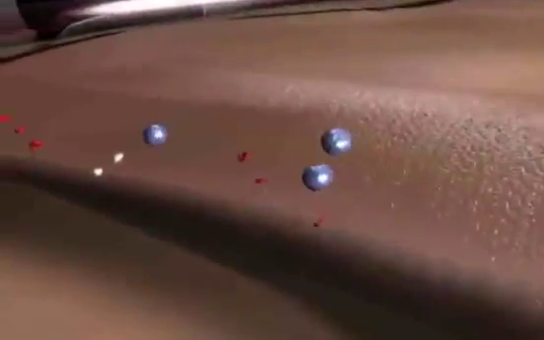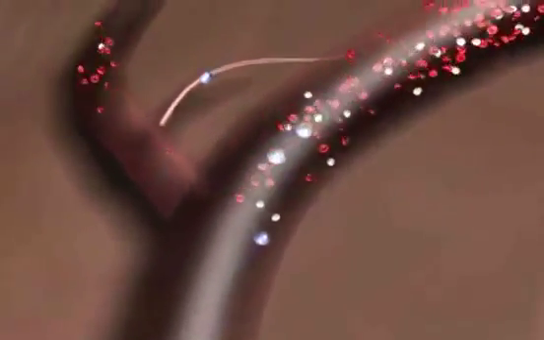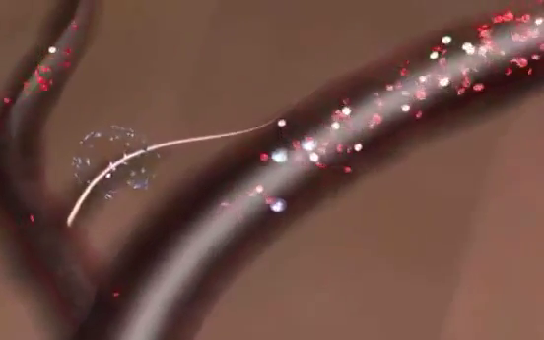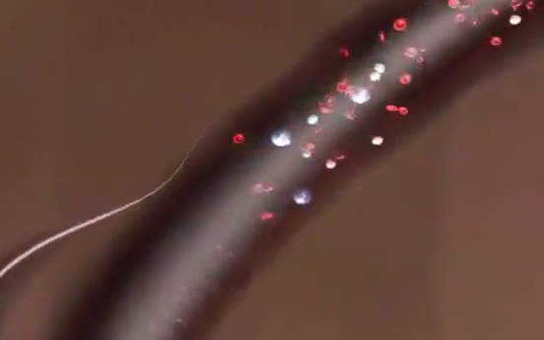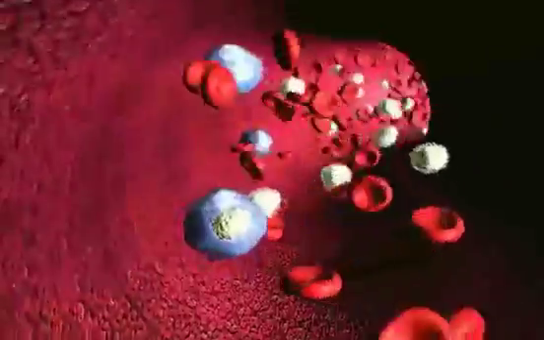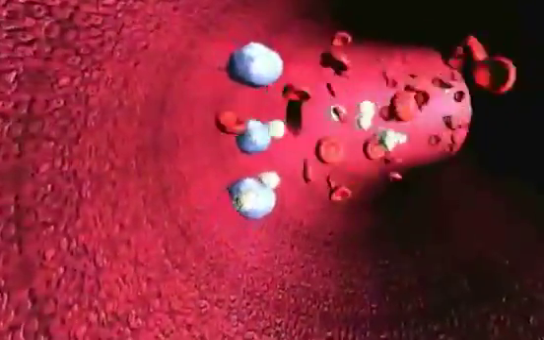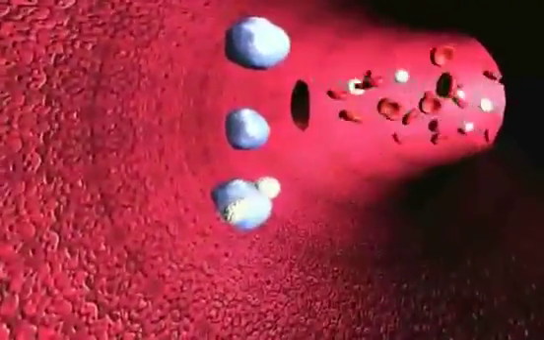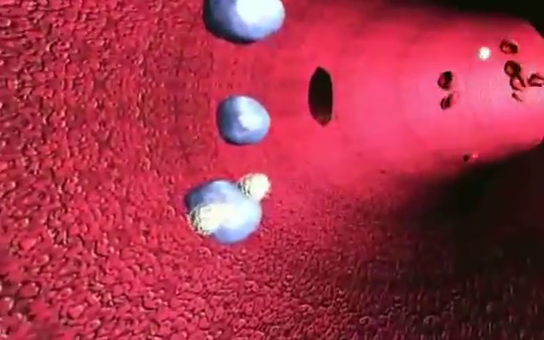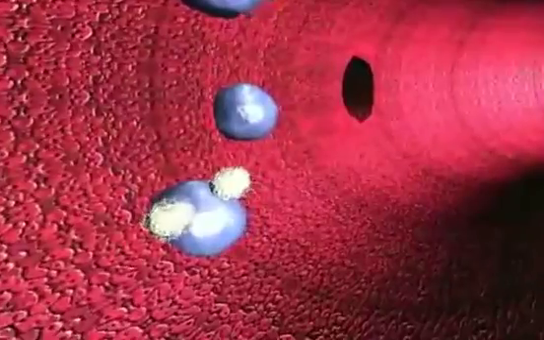Others may become damaged and die when they squeeze through tight spaces or bump into the walls of the blood vessels. Still, other migrating cells may be recognized and destroyed by cells of the immune system. How and where the migrating cells stop is different for different cancer types.